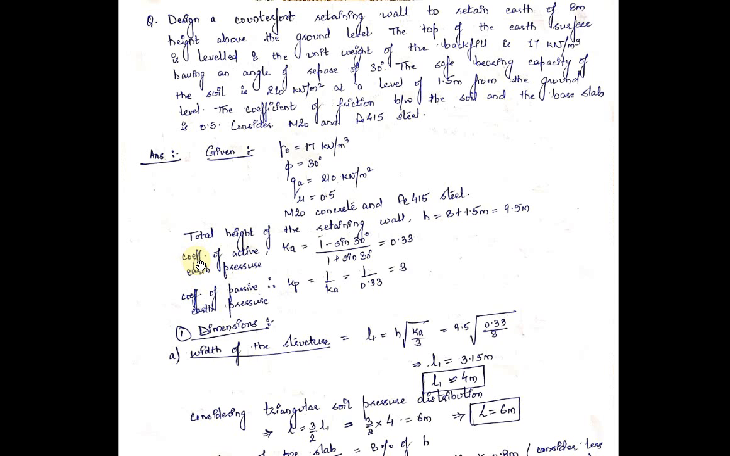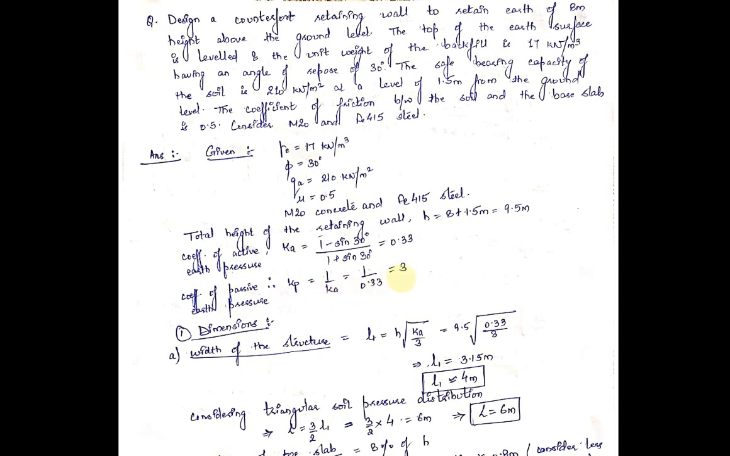Now we will calculate the coefficient of active earth pressure. So we know that the coefficient of active earth pressure Ka is (1 minus sin phi) upon (1 plus sin phi). Put the value of phi, you will get Ka equal to 0.33. And the coefficient of passive earth pressure Kp is equal to 1 upon Ka. So we will get Kp equal to 3.